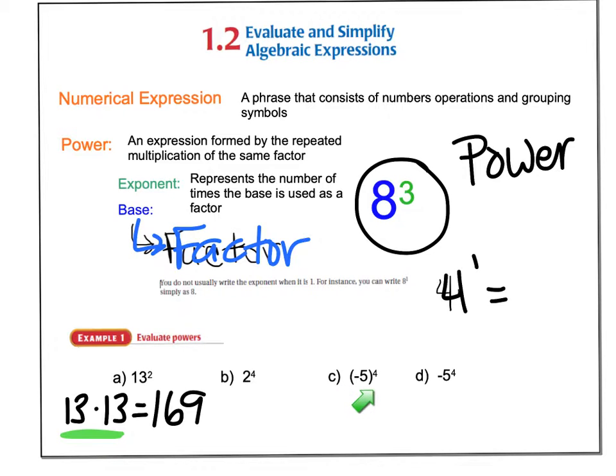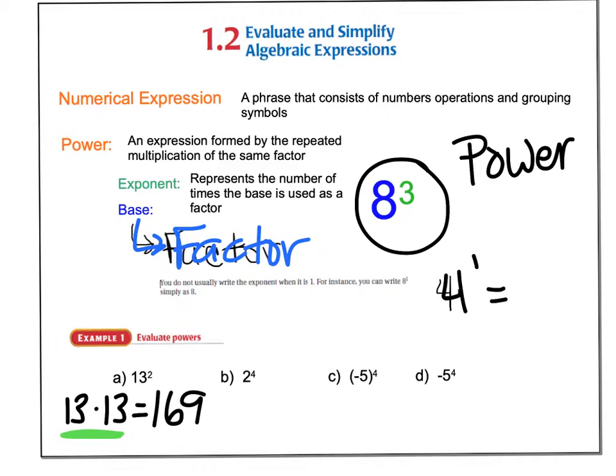What you need to realize is when you have parentheses with an exponent outside of the parentheses, it's telling you that that exponent is acting on the parentheses in its entirety. So this power is going to take negative 5 times itself 4 times. This one over here is going to take 5 times itself 4 times and then make it negative. So I'll write down and show you what I'm talking about.